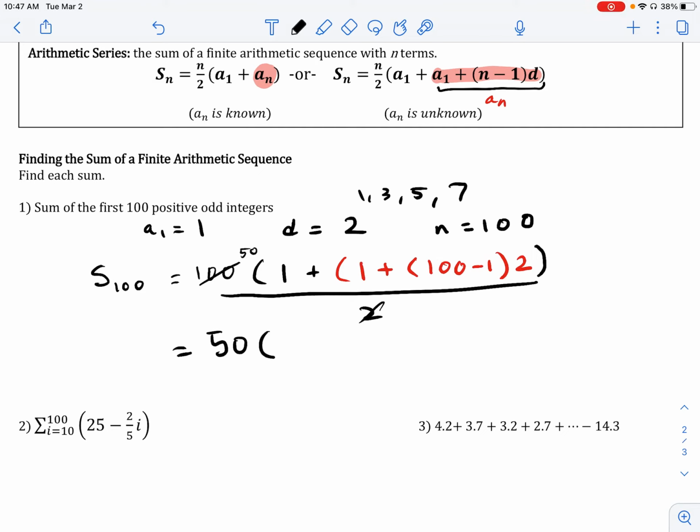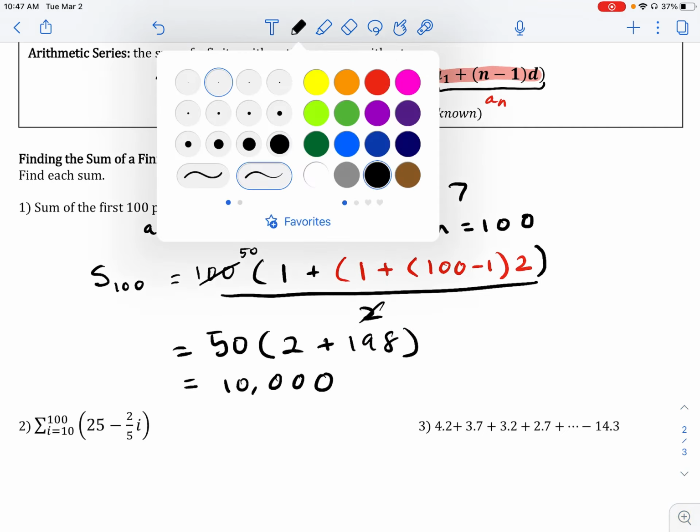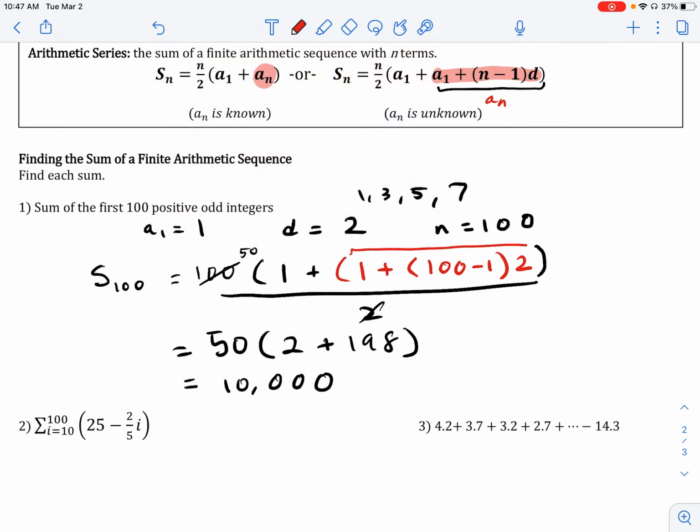This would be 2 times 99. So let me write this, 2 plus 99 times 2, which is 198. So our result here is 10,000. I know it looks a little unwieldy, but just remember all we did here was find a sub n because we didn't actually have that nth term. And if you want to do that separately and plug in, you can do that as well.